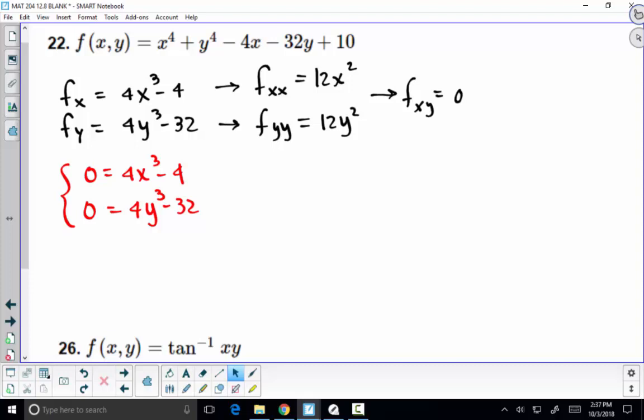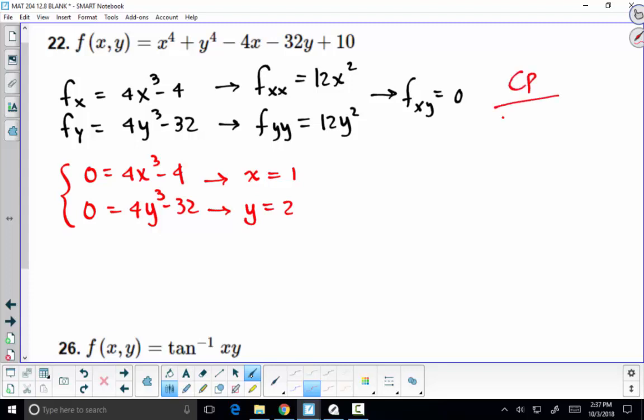Not a lot of choice here, right? Top one, it looks like the only place that's equal to 0 is at x equals 1. And the bottom one, y equals 2. So our critical point, one critical point only, 1, 2.